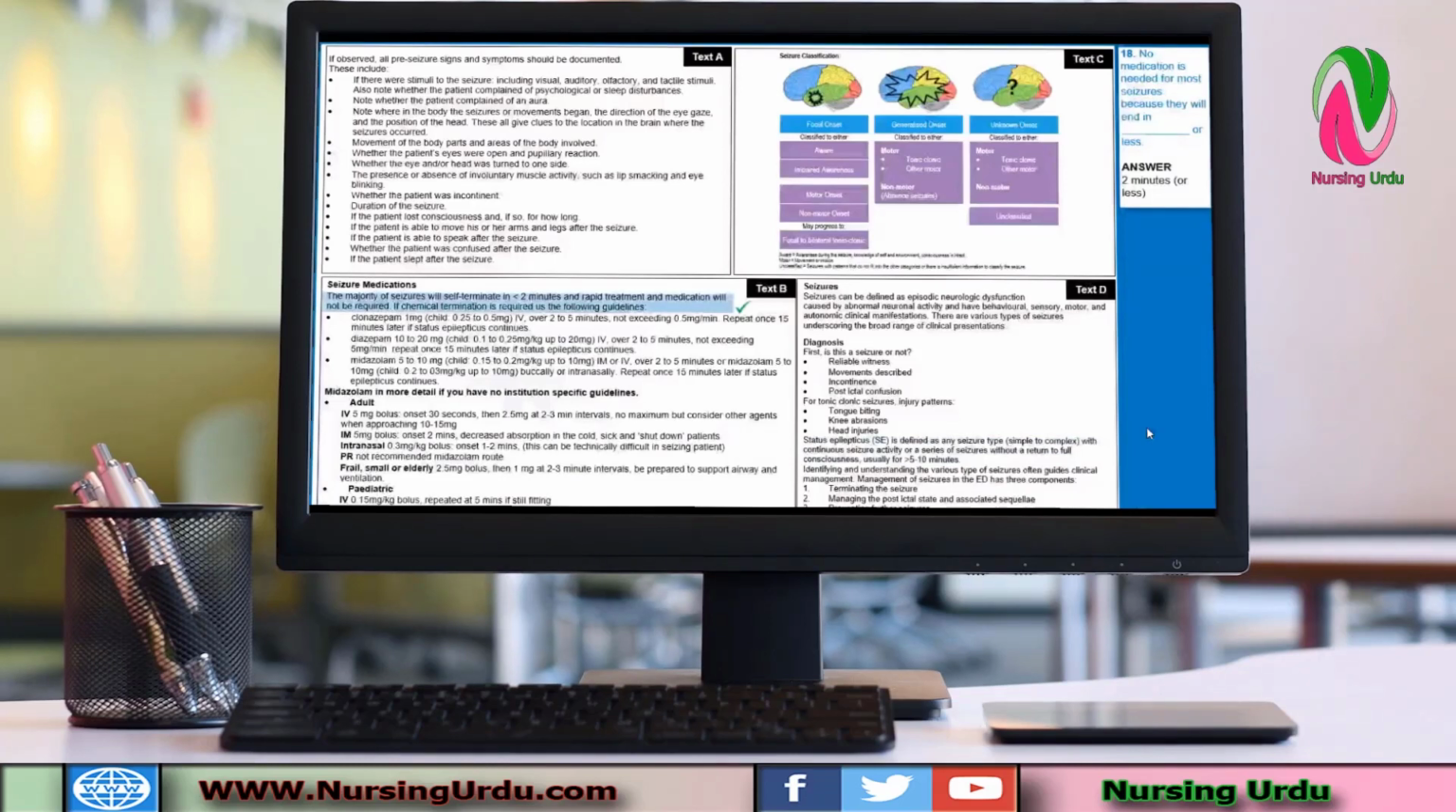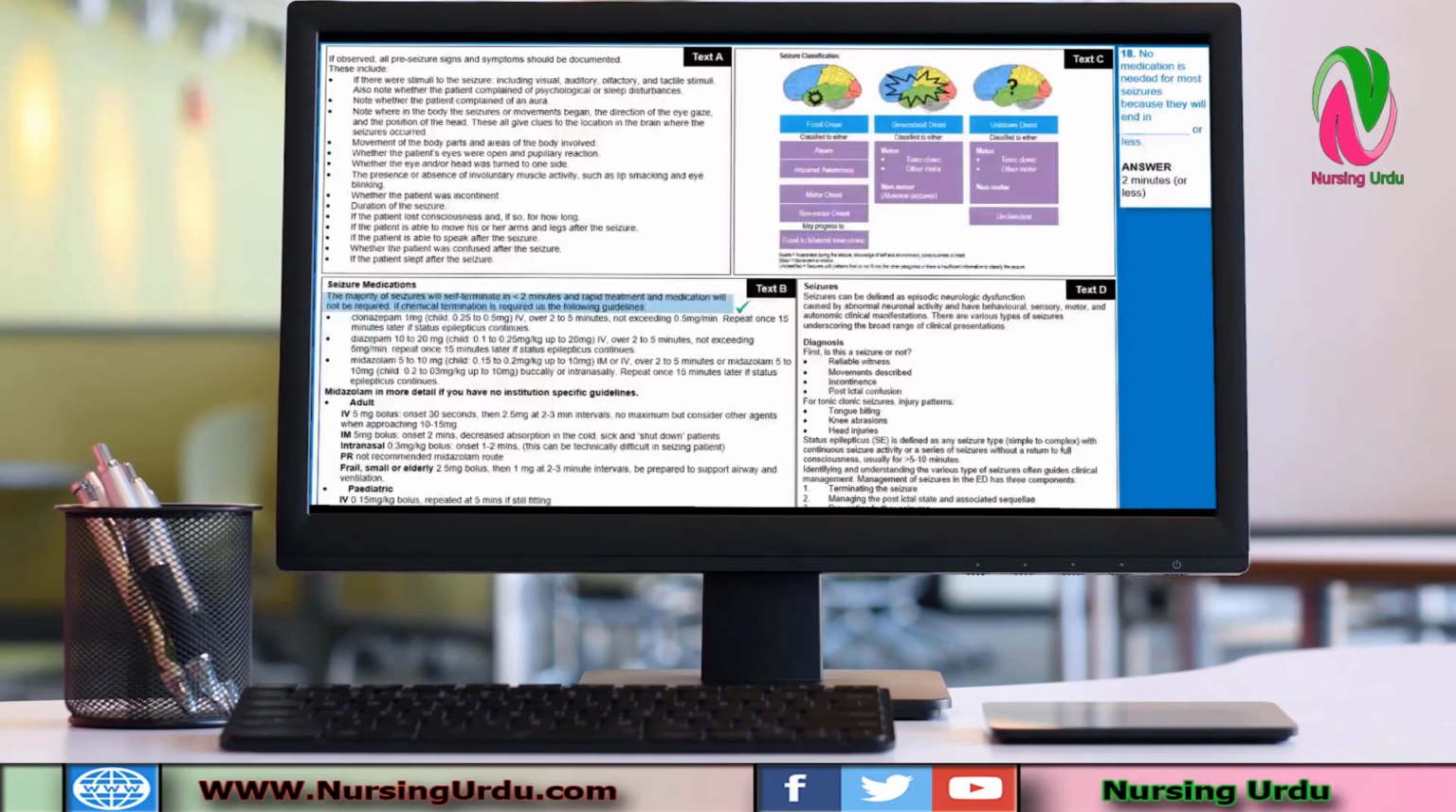Number 18: no medication is needed for most seizures because they will end in 2 minutes or less. You don't need to write or less because that's in the sentence, okay? So don't write or less. You just need to write the missing part. So what would be the key words there to help us locate the information? Medication, so that's already going to guide us to the correct text because we did that pre-skim initially. We know medication is dealt with in text B.